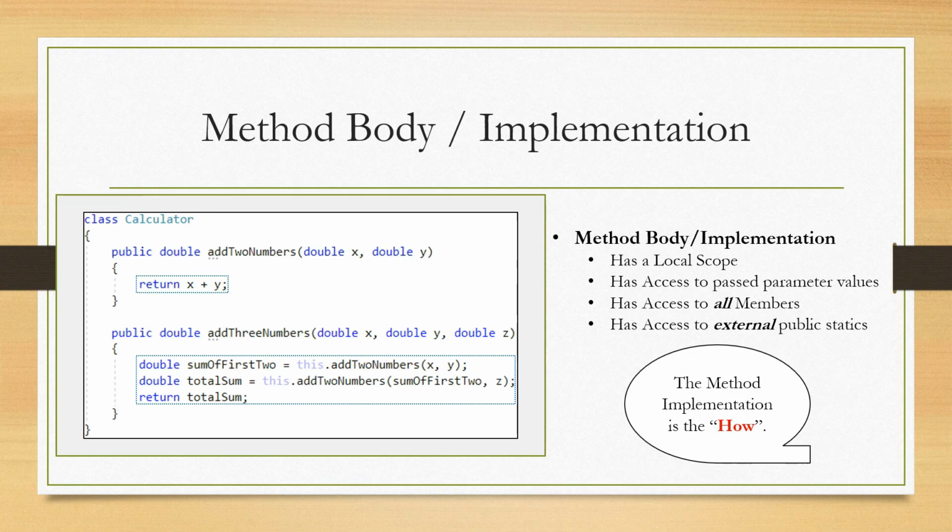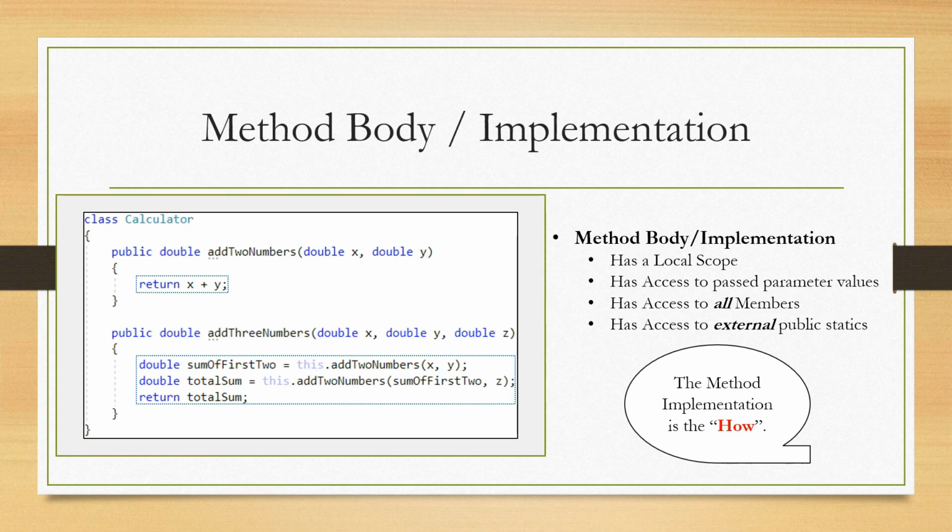Now, once I expand these, I am revealing how we achieve the functionality. As for what you can see inside the method body when you're implementing it, there's any local scope. So if you declare any local variables, and obviously I've already said you have access to any parameters that are passed. You have access to all of your member variables, even if it's a private method. Even if the method is not accessible from the outside of the object, the method body still has access to all of the internal variables. So you have access to all members, and that includes variables and methods. And also you have access to all external public statics. We've gone over that, and also we've gone over that the method implementation is the how.